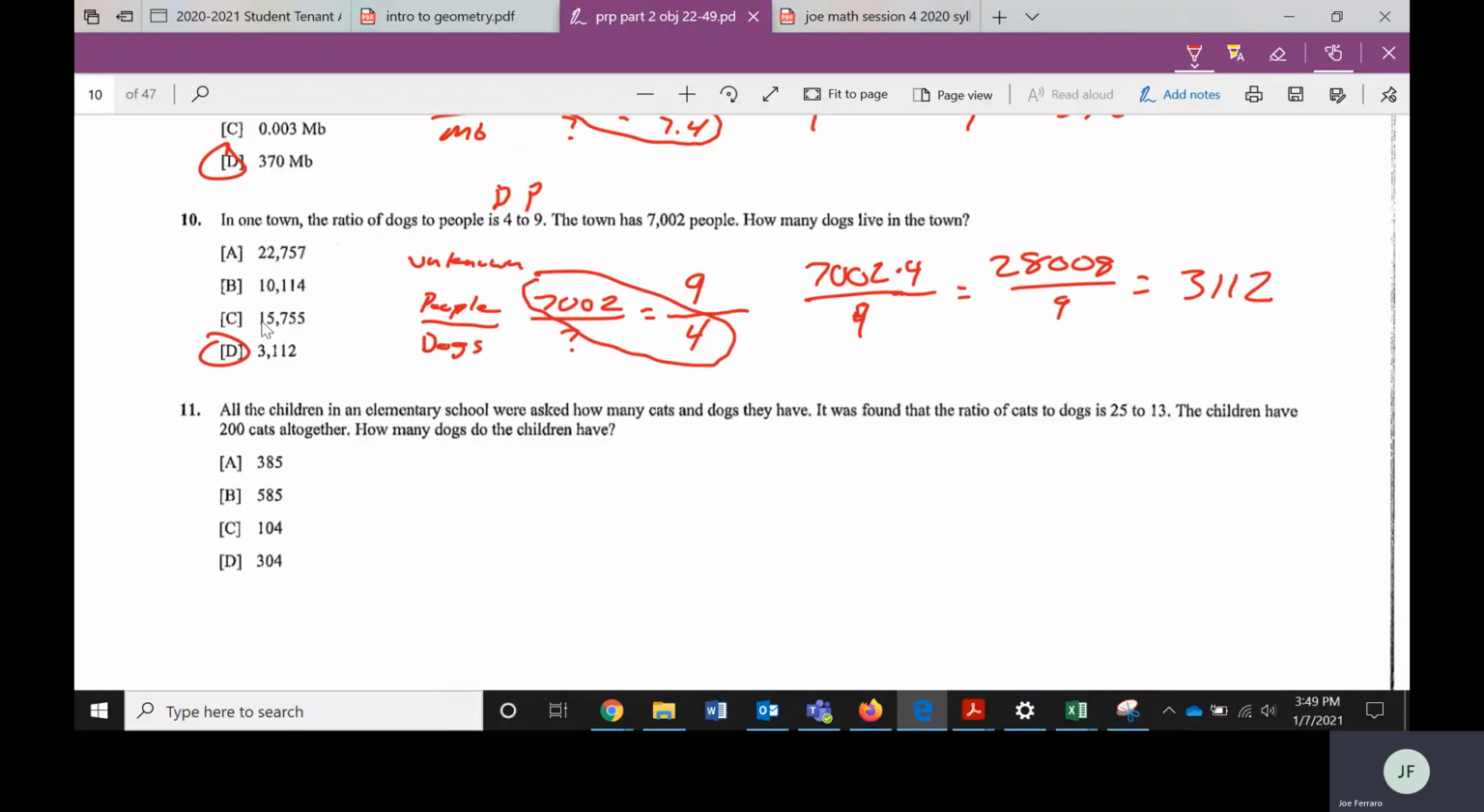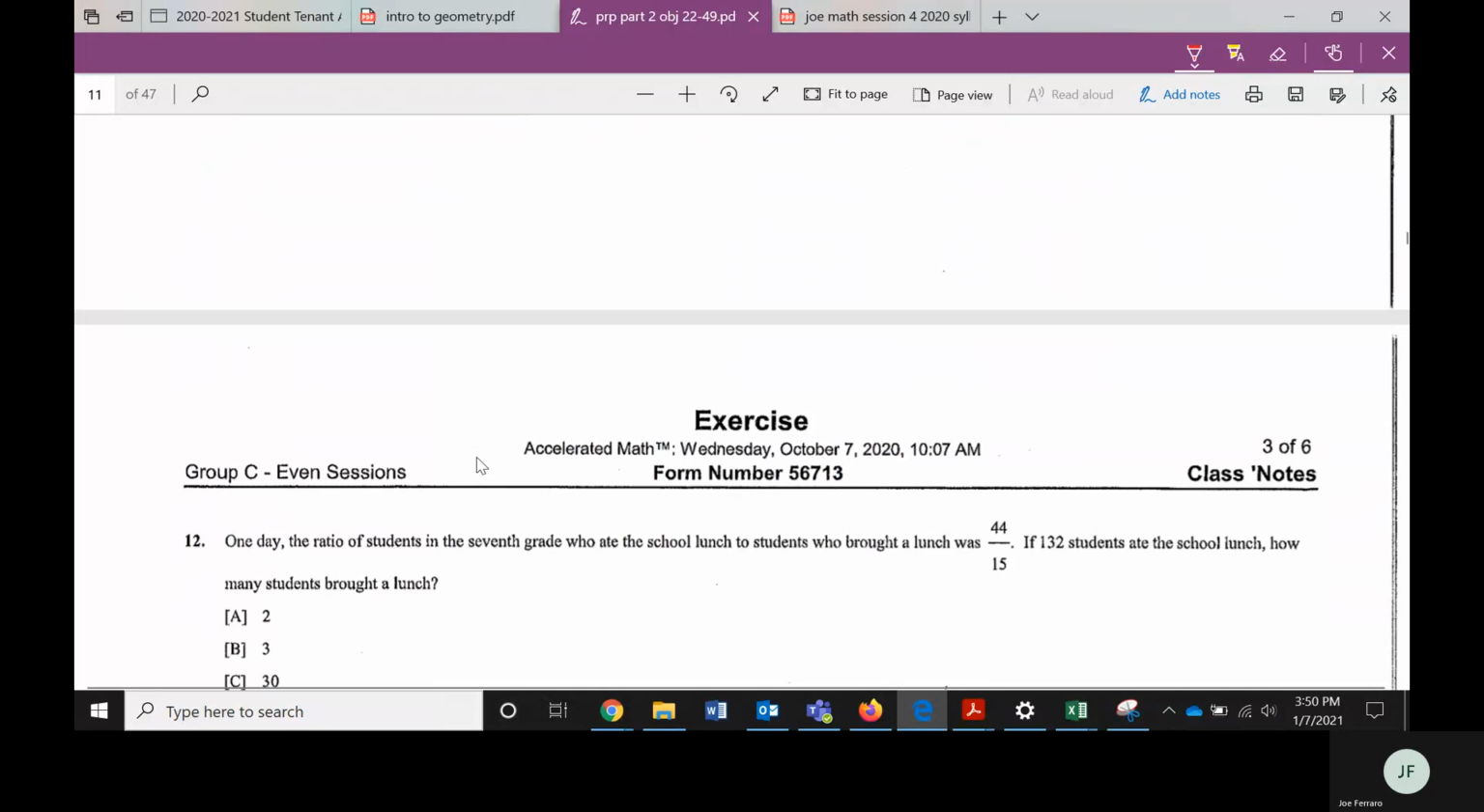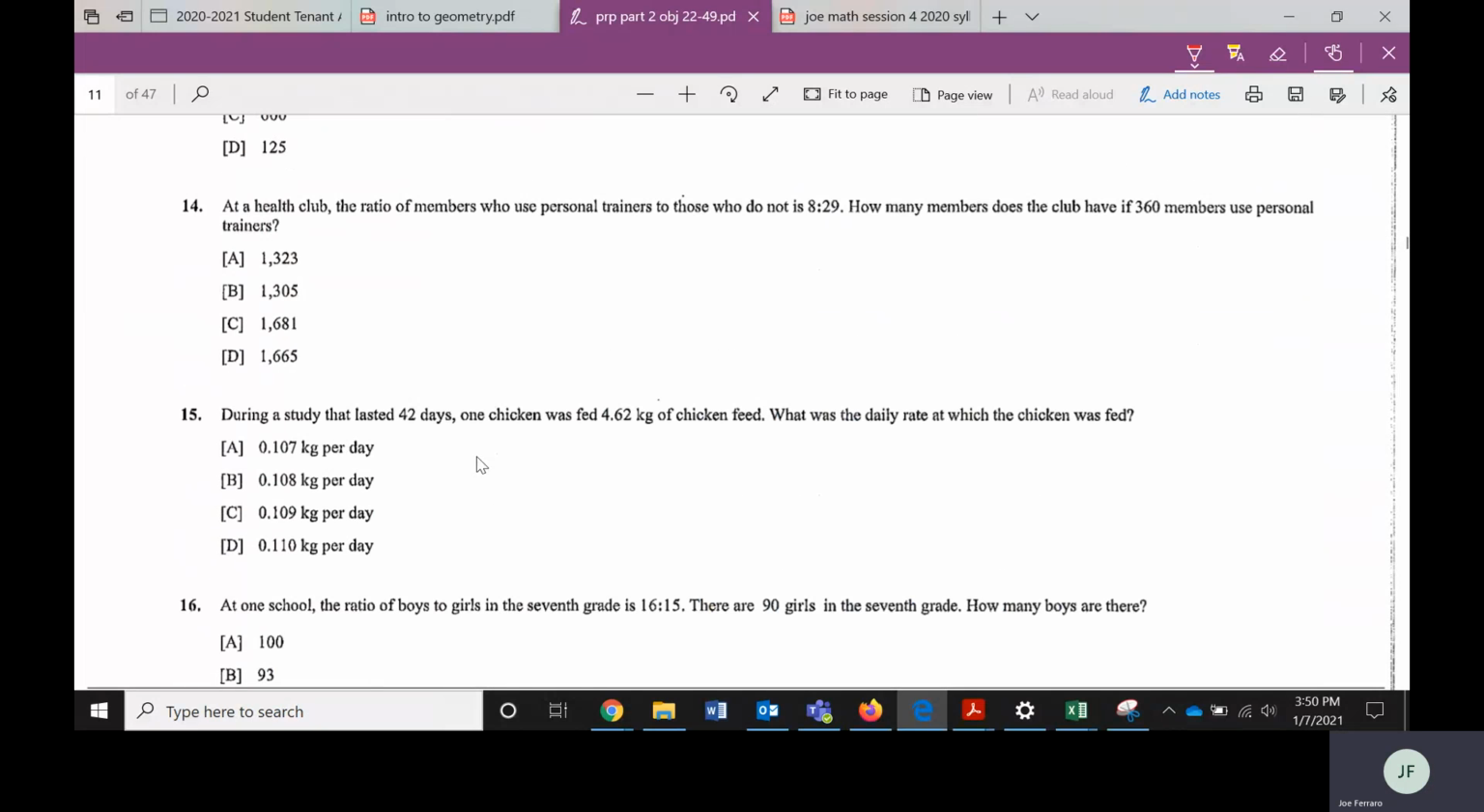3,112. And again, if you look at it, 4 to 9 is just a little under half. 3,000 is just a little under half of 7,000. Okay. I'm going to leave number 11. I think that's almost like number 10 a little bit. But there's one more I wanted to go over. Make sure we look at it because it could be a little confusing. Number 14, this will be the last problem that we're going to do.